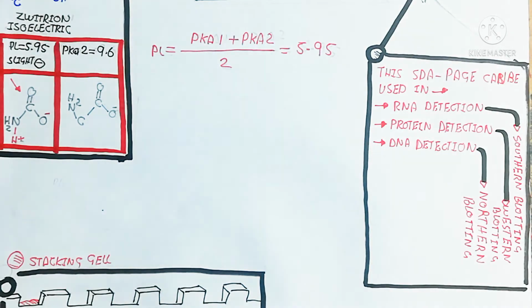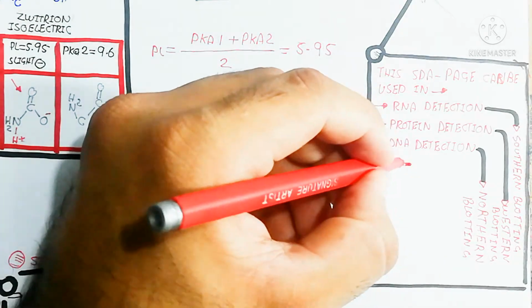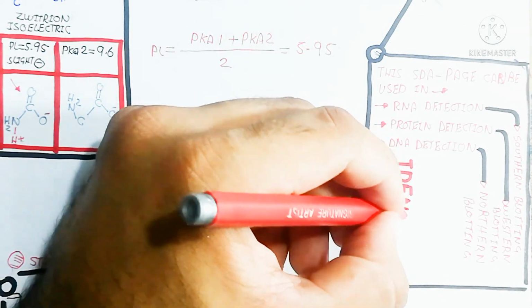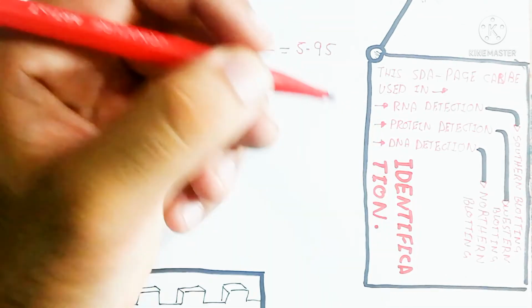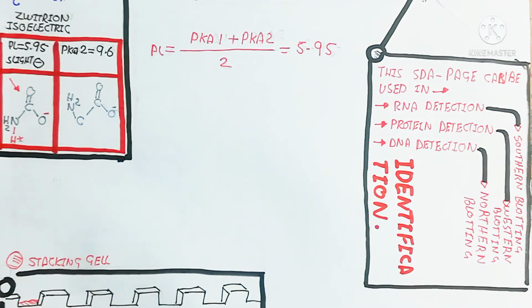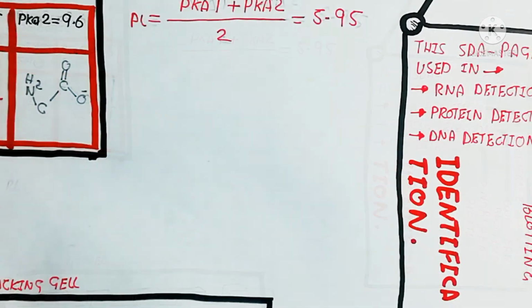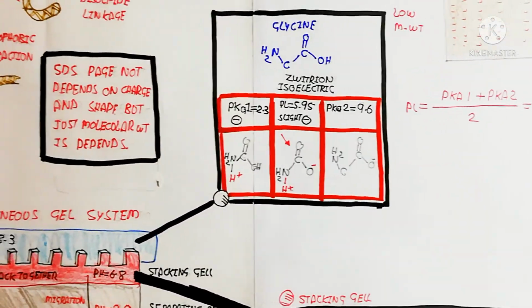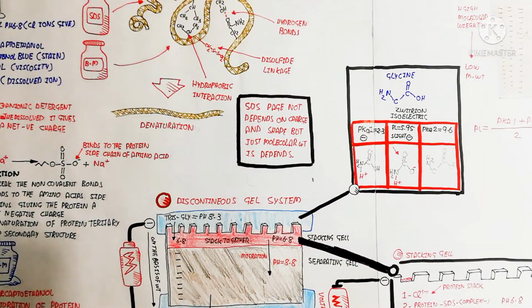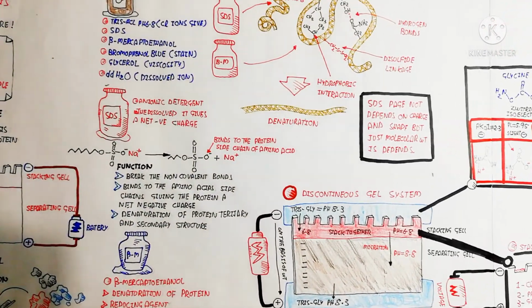In the next video we will understand about Northern blotting and Western blotting, and the identification of DNA, the identification of RNA, as well as the identification of protein in the SDS-PAGE, and then you will understand it better compared to this video. So I hope this makes sense.